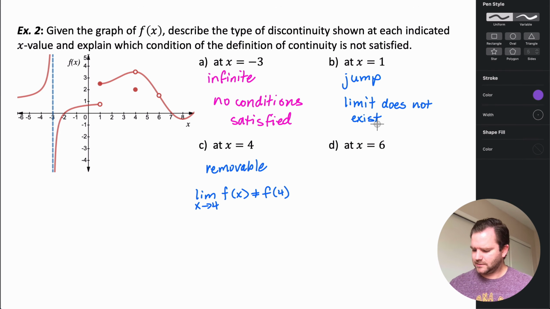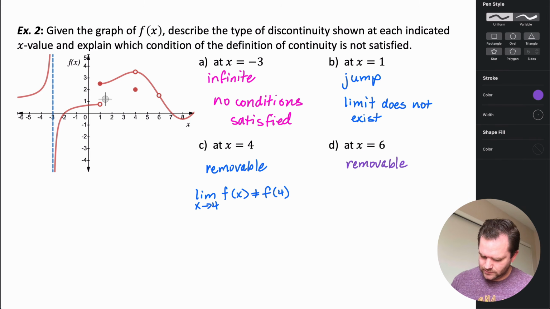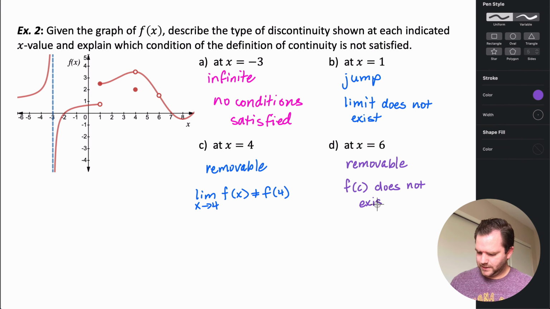And then at 6, again, it's going to be removable. There's not even a value that it's defined to be, but it still is removable, because we could just define the value at 6 to be 1.5. We can say it's a removable discontinuity, and it's not continuous because f of c does not exist. Because it's not defined there, it can't be continuous.